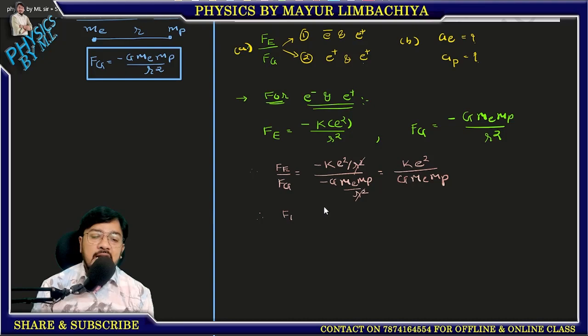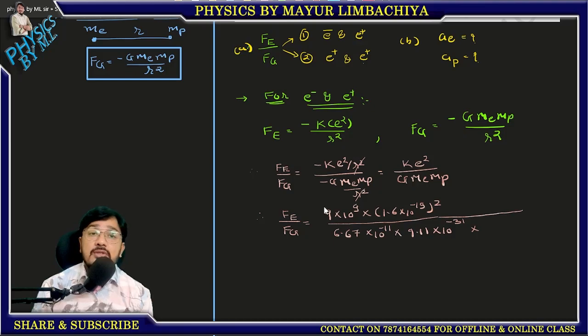So we can write Fe divided by Fg is equal to k, where k is 9 into 10 raised to 9, and e is the charge of the electron and proton, which is 1.6 into 10 raised to minus 19 coulomb, squared, divided by G, the gravitational constant 6.67 into 10 raised to minus 11, me meaning the mass of the electron 9.11 into 10 raised to minus 31, as well as mp, the mass of the proton, 1.67 into 10 raised to minus 27.